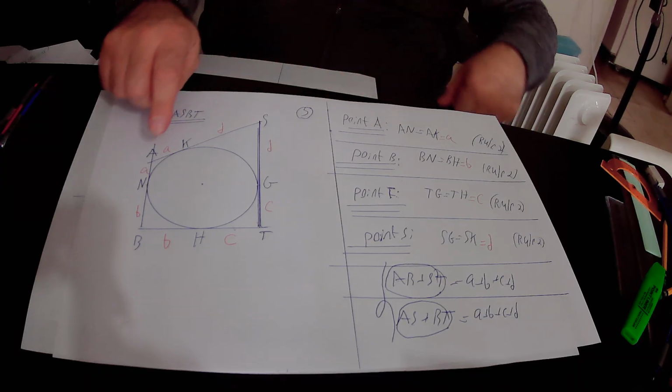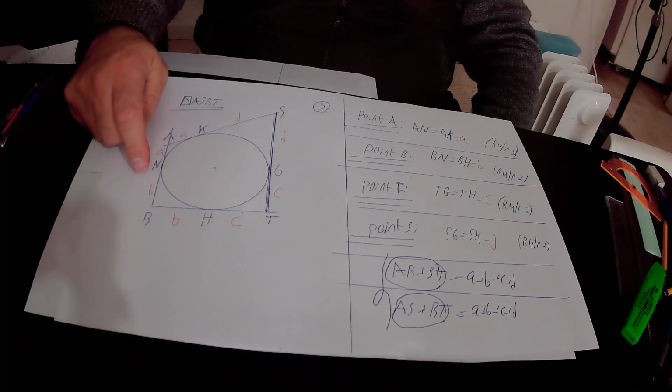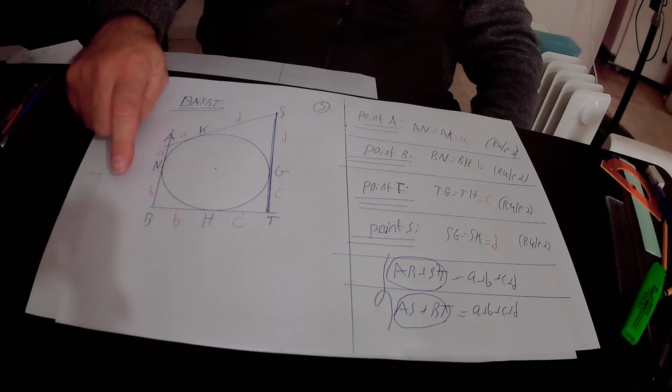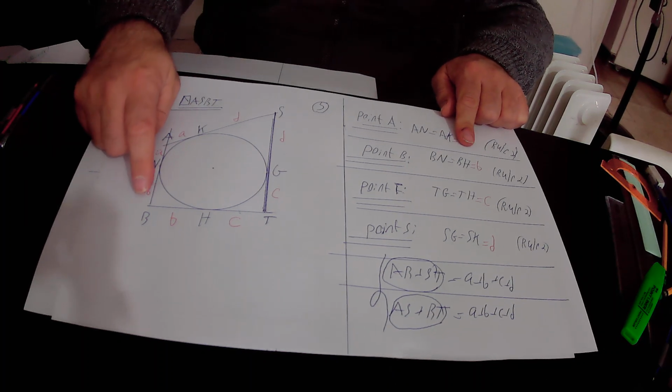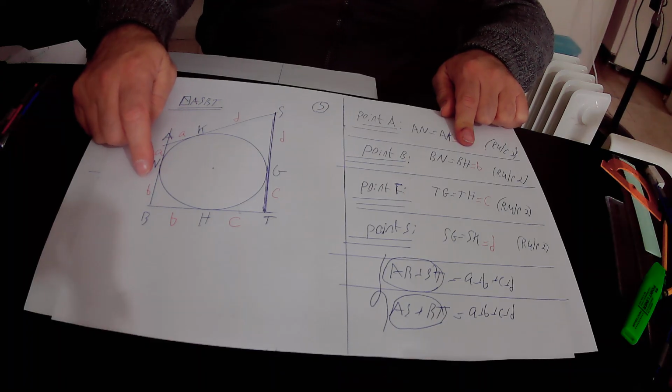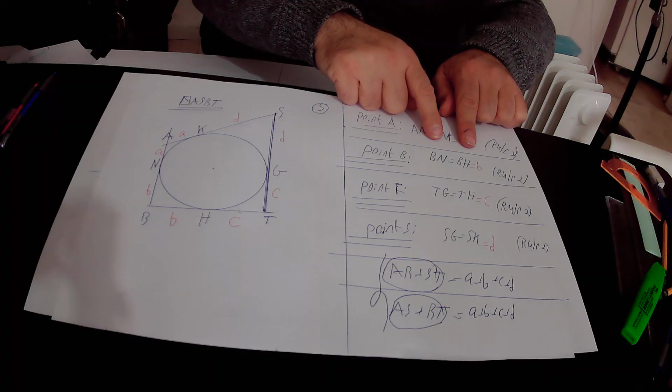Then we focus on the common standpoint point B. From the common standpoint point B, we have two tangents to this circle, tangent BN and tangent BH, and according to rule 2 they are equal to each other. This is to say BN equals BH. So if we define the edge as B, then BN must also be equal to B because they are equal to each other. So in total we found out that BN equals BH equals B.